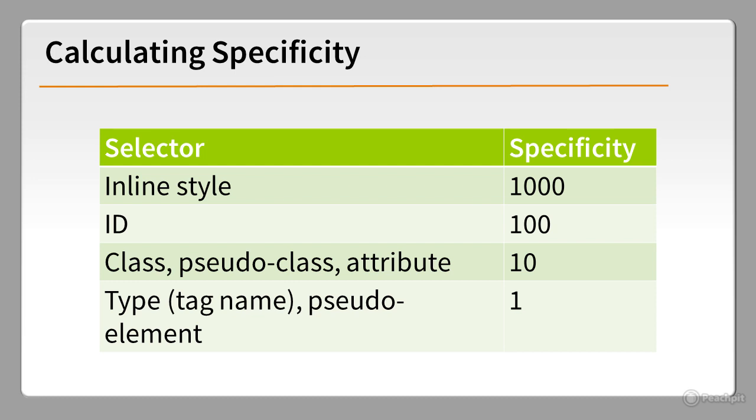Classes, pseudo-classes and attribute selectors each have a value of 10, and type or tag name selectors and pseudo-elements come at the bottom of the heap with a value of just 1 each. So this table represents selectors in descending order of specificity or precedence. Inline styles have the highest precedence, IDs come next, and so on.